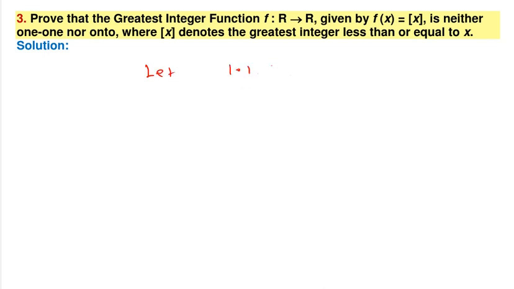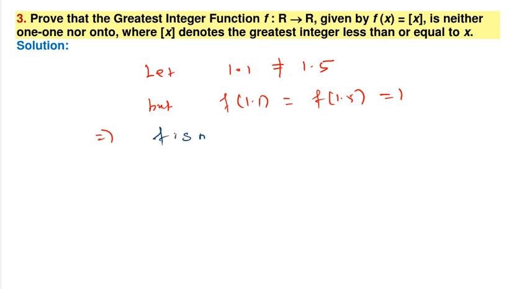Let 1.1 is not equal to 1.5, but f of 1.1 is equal to f of 1.5 and both are 1. So this shows that the function f is not injective, that is, not one-to-one. The function is not injective. Okay, very important.